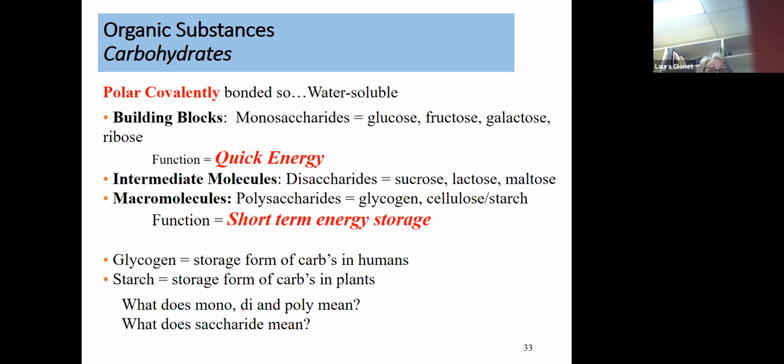And that's how they store it for later. When your blood glucose levels fall later, or should they fall, then we secrete another hormone called glucagon, and that stimulates the liver to break down that glycogen into the little building blocks of the monosaccharides, the glucose, and put it back in the blood, because now we need some more glucose. So that's why it's considered short-term energy storage.